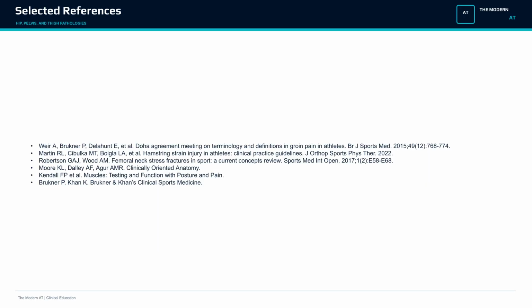These references support the anatomy, terminology, red flag recognition, and clinical reasoning used throughout the lecture. They are included so learners can review groin pain terminology, hamstring injury guidance, femoral neck stress fracture considerations, anatomy, muscle testing, and broader sports medicine management. To close, remember that references are not just an end-of-slide formality. They help clinicians keep care accurate, current, and defensible. When a presentation is unclear or high risk, use reliable sources, document your findings, and refer appropriately.